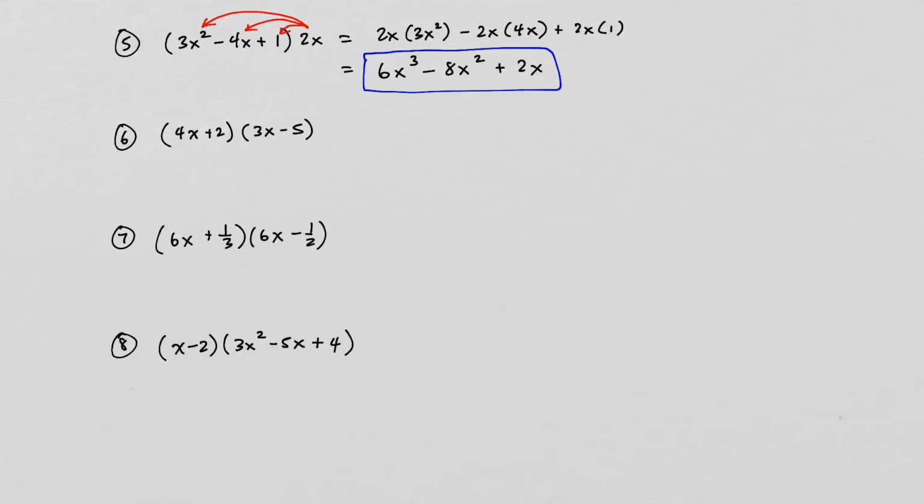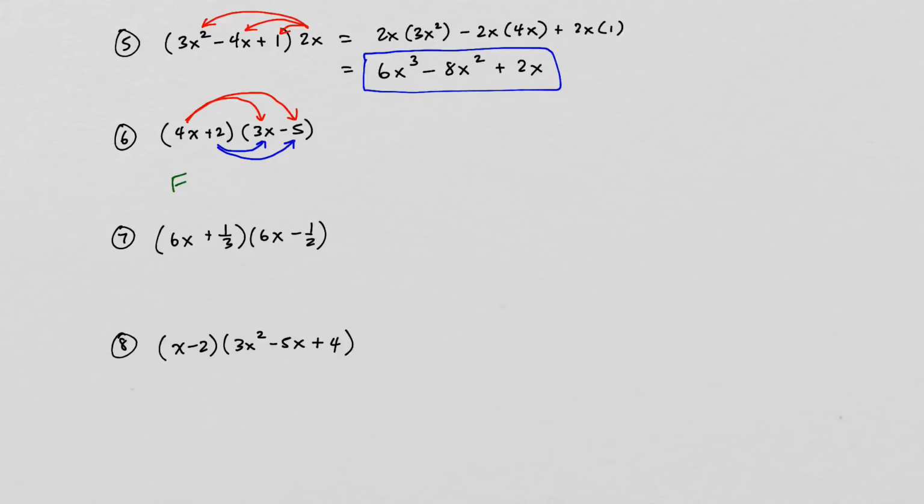Now, example number 6 should look really familiar if you remember taking elementary algebra. We're multiplying two binomials together, and when we do this, we need to make sure that every term in the first polynomial gets multiplied by every term in the second polynomial. And one way to ensure this is to draw arrows. So we're going to take 4x and multiply it by 3x, and 4x and multiply it by negative 5. And then we'll take 2 and multiply it to 3x, and 2 multiplied to negative 5.